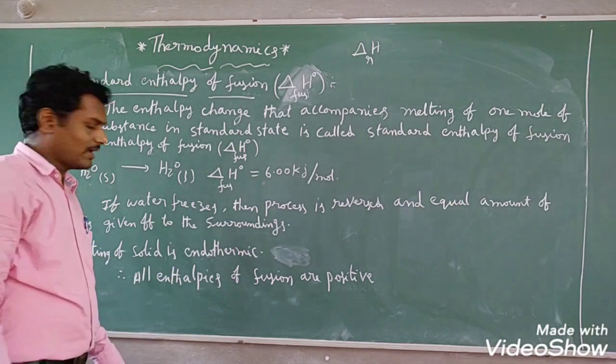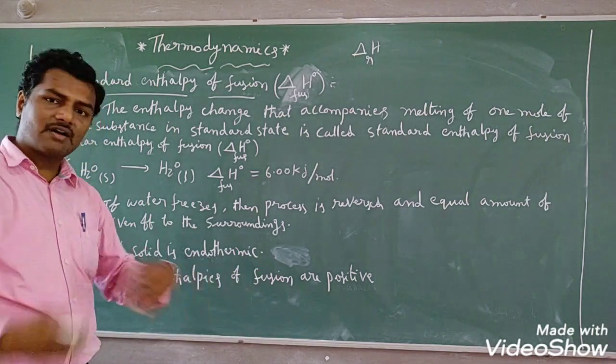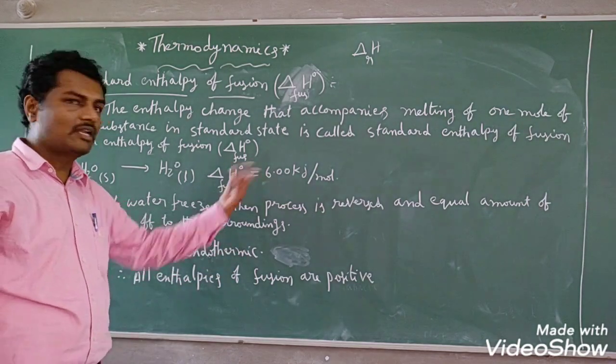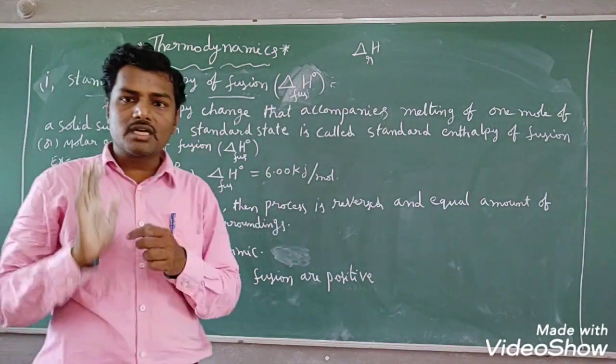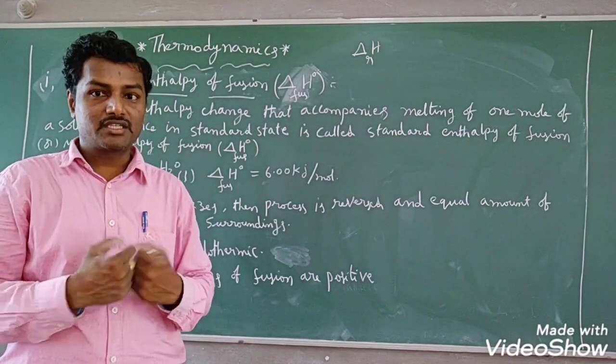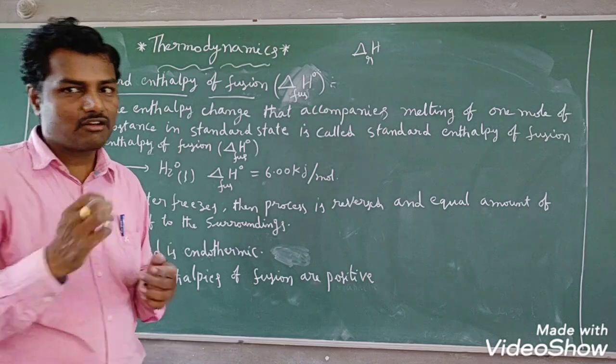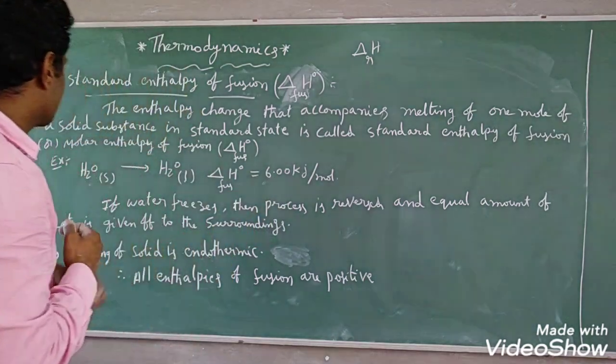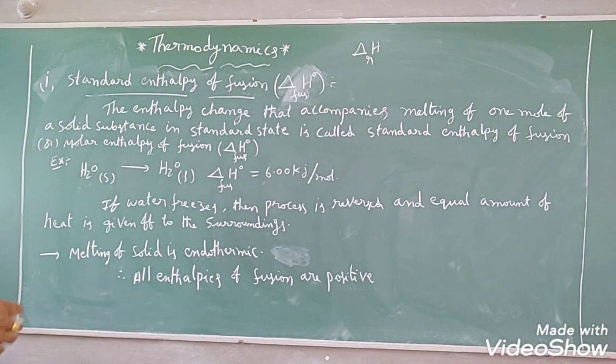So melting of solid is an endothermic phenomenon, right? All enthalpies of fusion are positive only. Delta H values are what? Positive only, because to convert solid to liquid it should absorb some amount of heat. Then only it will be converted into liquid, students. This is about the standard enthalpy of fusion. Copy this one.